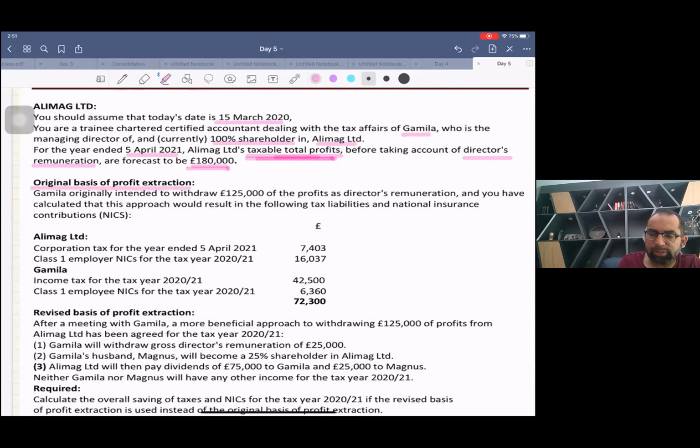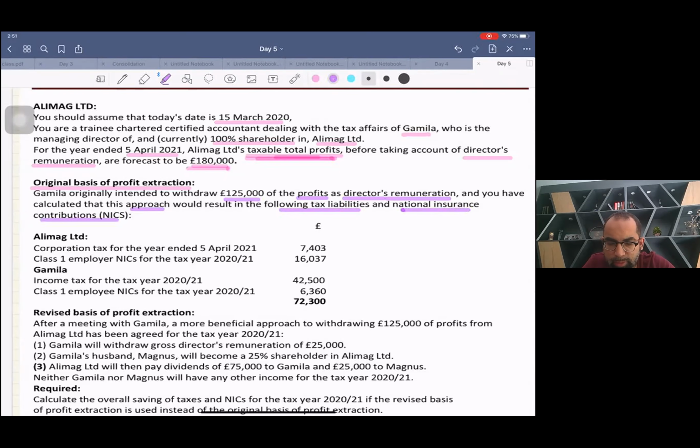Original basis of profit extraction. Listen, Gamila originally intended to withdraw 125,000 of these profits as director's remuneration. Remuneration means salary. Okay, so she wanted to declare herself as a director, right? Okay, and you have calculated that this approach would result in the following tax liabilities and national insurance contributions.